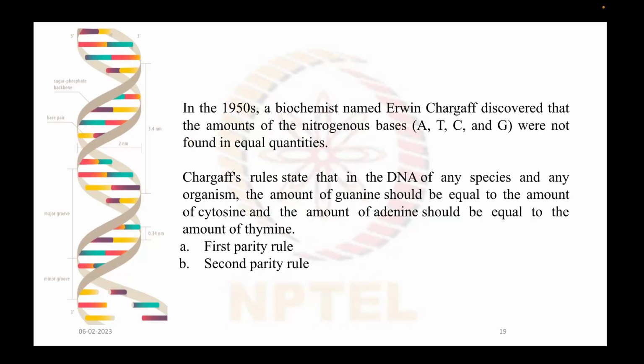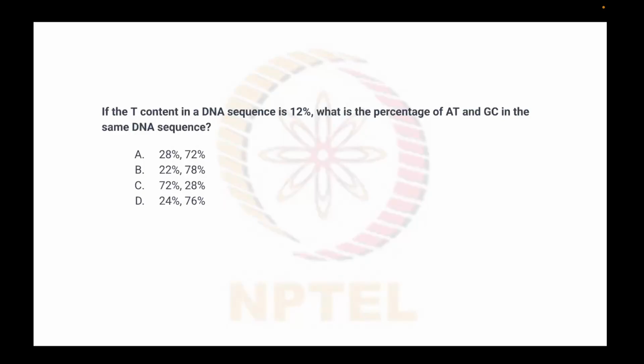These are according to Chargaff's rule. The amount of nitrogenous bases is not found in equal quantities. This rule states that in the DNA of any species or organism, the amount of guanine should be equal to the amount of cytosine, and the amount of adenine should be equal to the amount of thymine. So try to solve this question: if the T content in a DNA sequence is 12, what is the expected percentage of GC in the same DNA sequence?